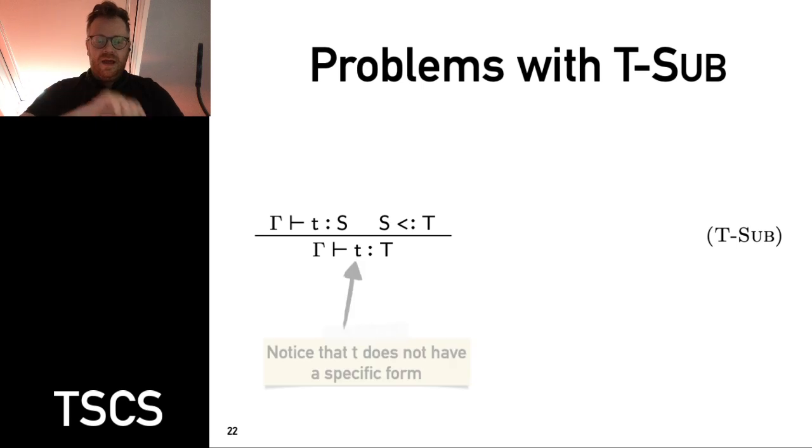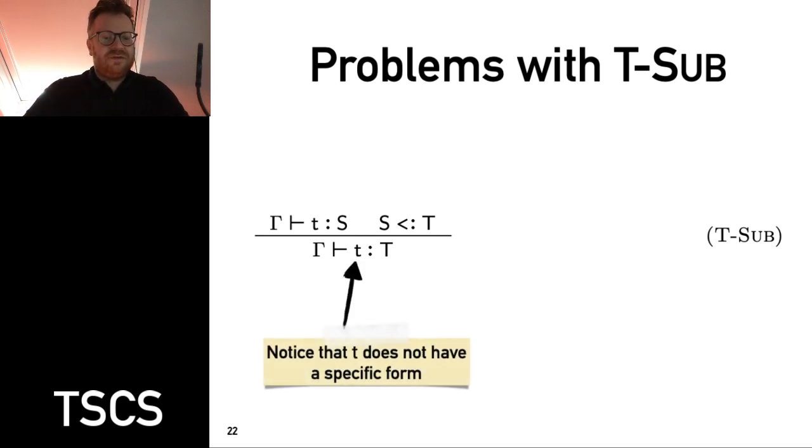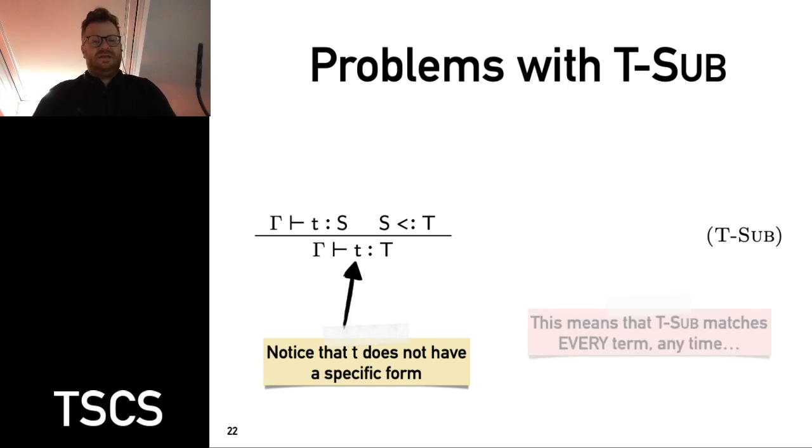Well, notice that the conclusion does not have a specific form. Whenever we matched typing rules before, the conclusion did have some very unique form that we can easily match against. And this rule is so general that it's hard for us to actually match against that, because this basically applies to any term. And so T-sub basically matches every term, so we would have to check the premises every time.